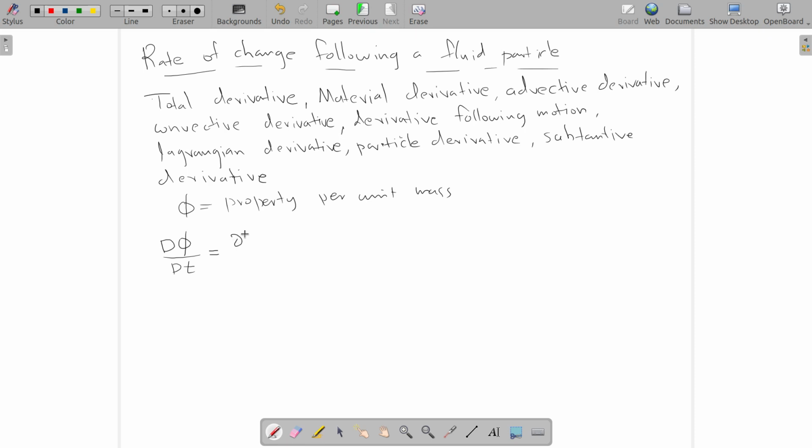So what will be the different components here? Dou phi dou t, which is our regular derivative with respect to time, plus now we have to consider change with respect to space, which means dou phi dou x into dx dt, plus dou phi dou y into dy dt, plus dou phi dou z into dz dt. So this is the rate of change with respect to time, and this is the rate of change with respect to x direction. This is the rate of change of phi per unit mass in y direction, z direction. This is now the total derivative.